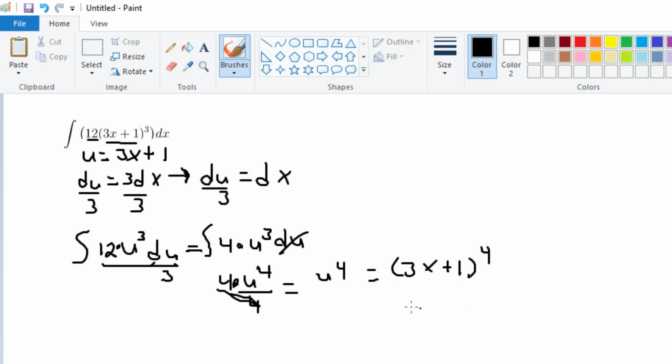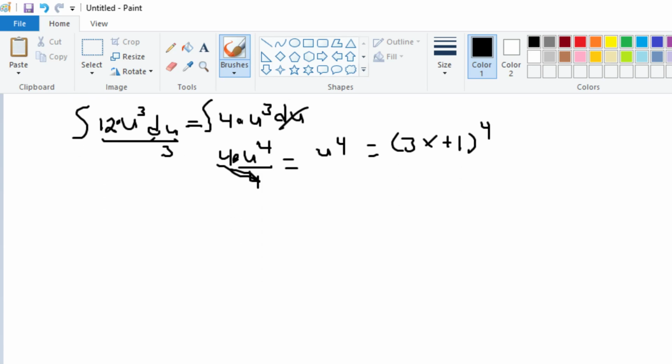But now we have to double check. How do we know that we have it correct? Well, we just got to take the derivative. Okay, so let's go ahead and do that. So, different color, taking the derivative of this. So remember, you drop the power down, so we have 4 times the stuff that was inside of it, 3x plus 1, now it's to the power of 3, times the derivative of the stuff that was inside. Derivative of 3x plus 1 is 3.